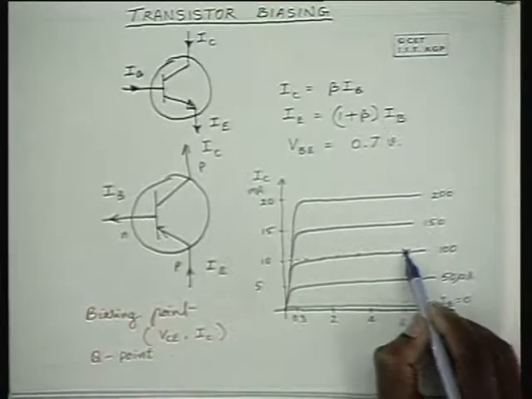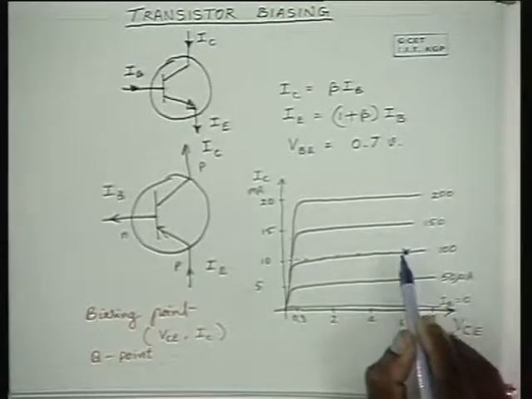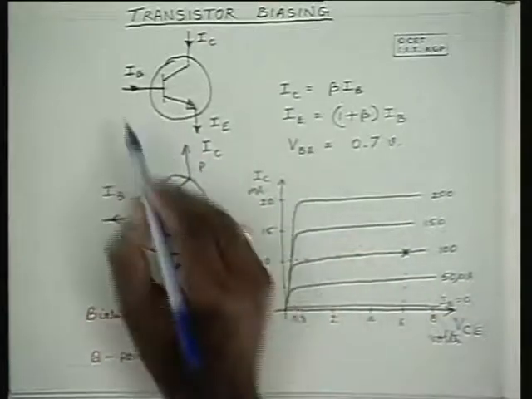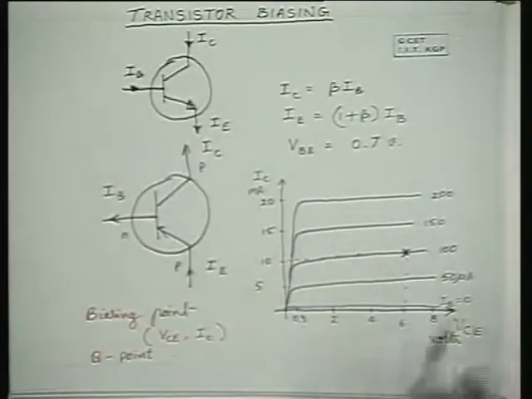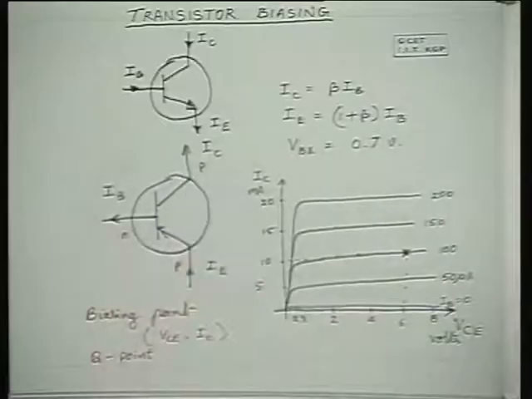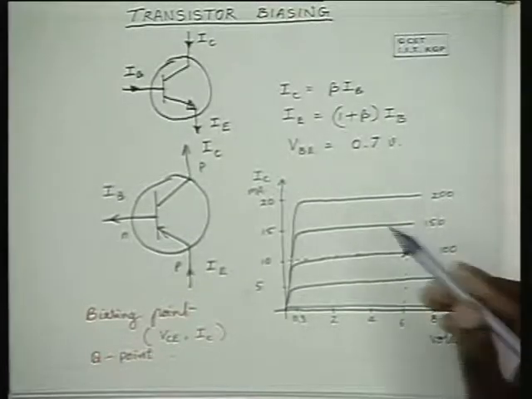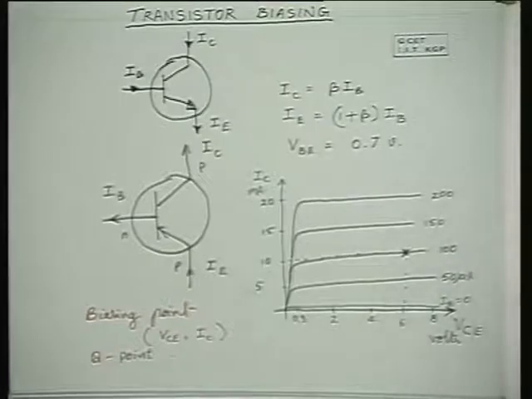Okay, first you have to select the point and then make a circuit and see that this transistor operates at that point. Then the transistor would be ready for working as an amplifier. Then you feed a signal and you will get an amplified signal at the output. So I explained what biasing is, the importance of selecting the biasing point, and the sequence in which you should go about it.